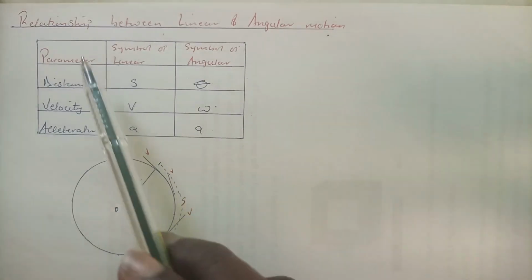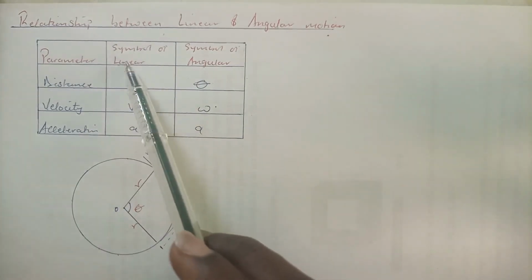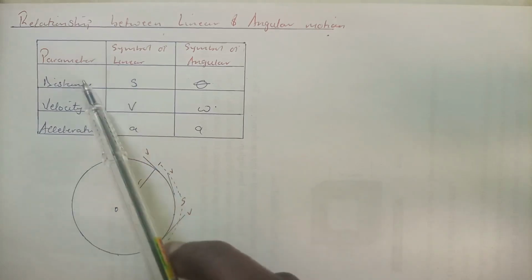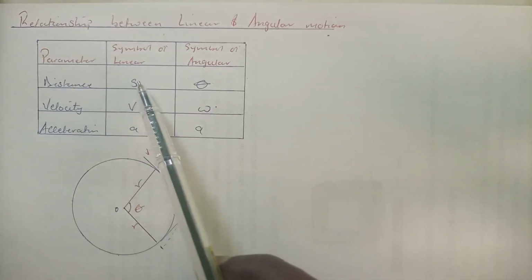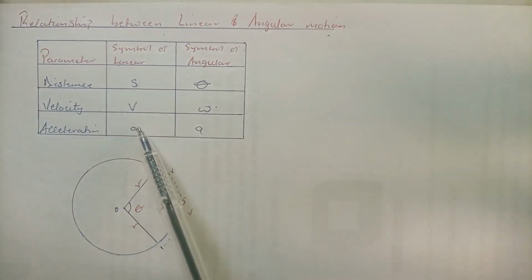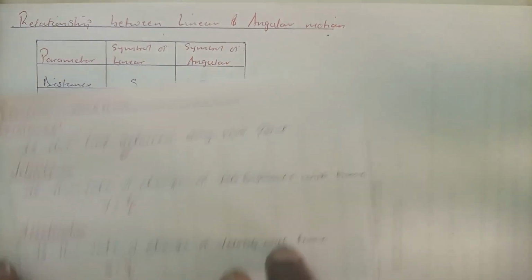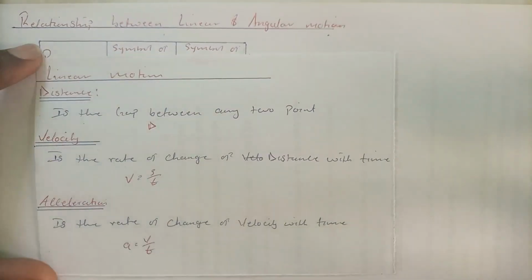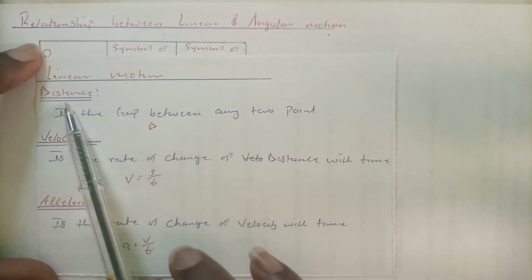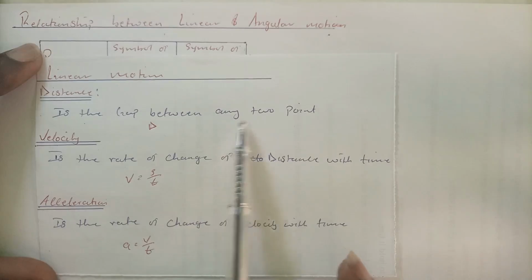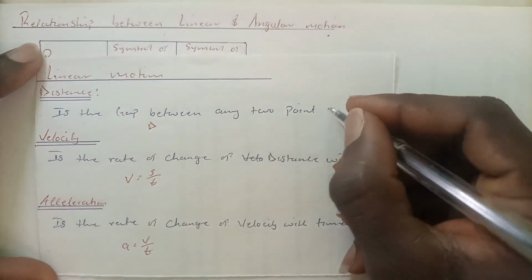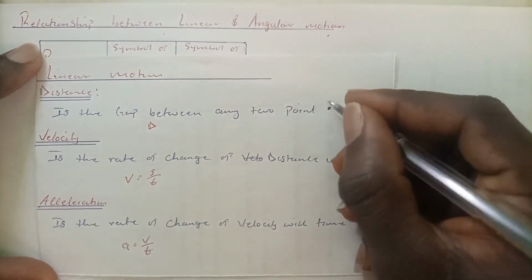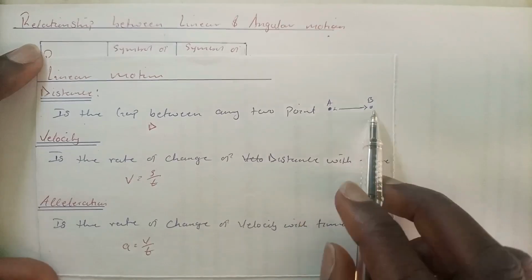Now, before we derive the relationship between the linear and the angular, let us look at what is linear. Let's look at the definitions of linear distance, linear velocity, and linear acceleration. So we know linear motion: distance is the gap between any 2 points. Maybe there is a point A and a point B. The gap between these 2 points A and B is also called the distance.